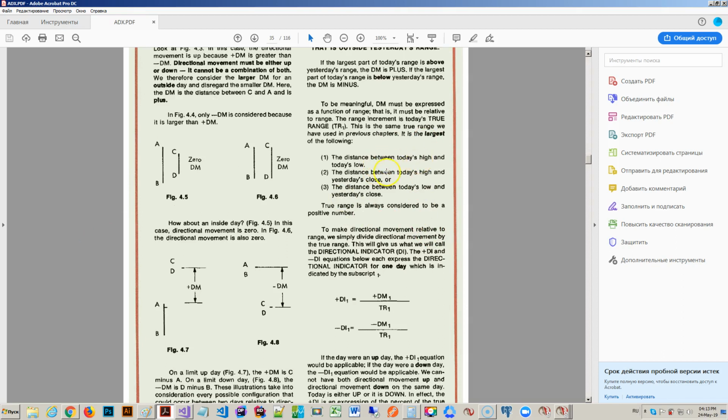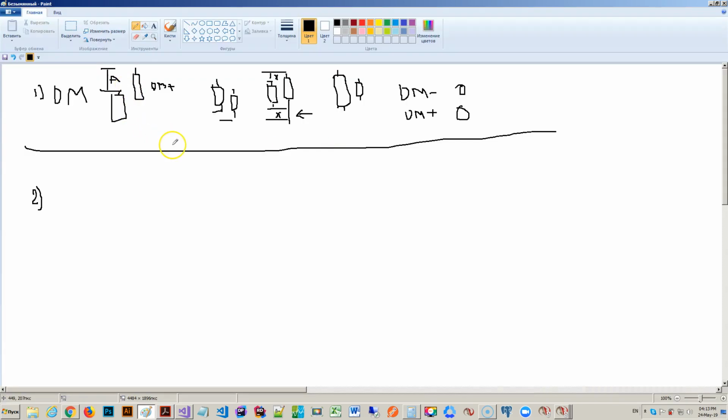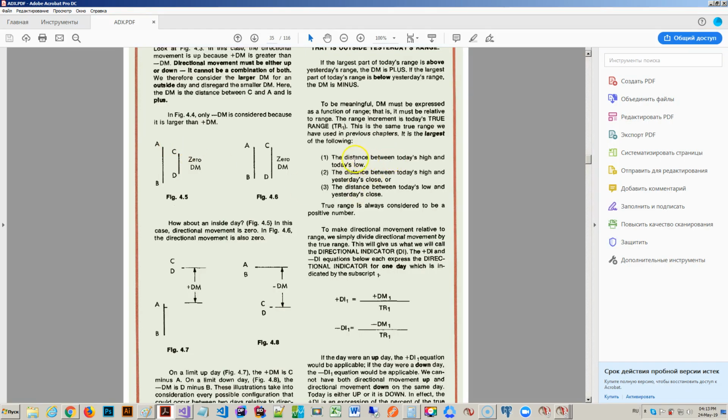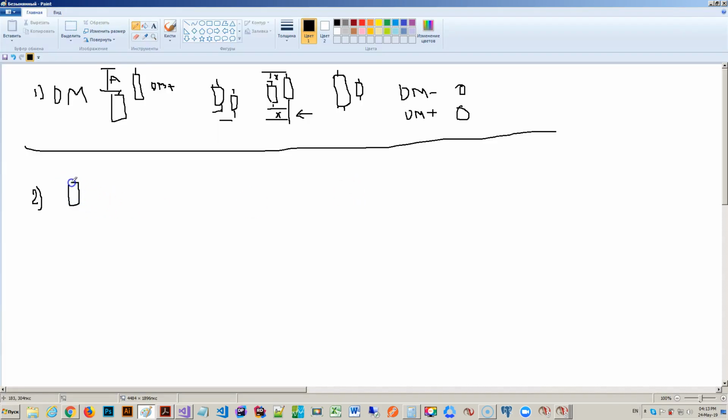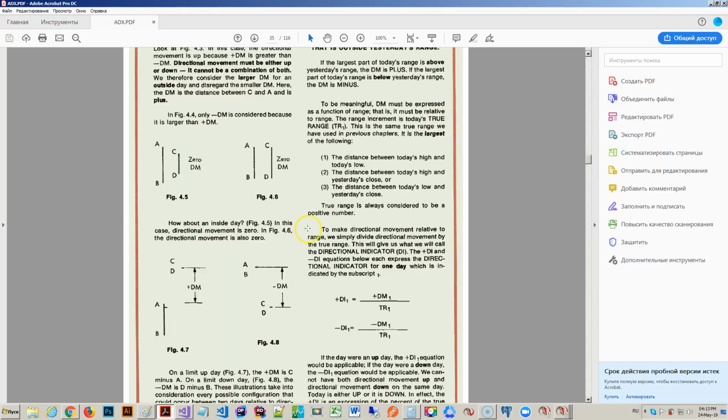So the true range is the distance. It's part of the ATR, which is the average true range. But the true range calculation is basically one of the following. It's either the distance between today's high and today's low, or the distance between today's high and yesterday's close.